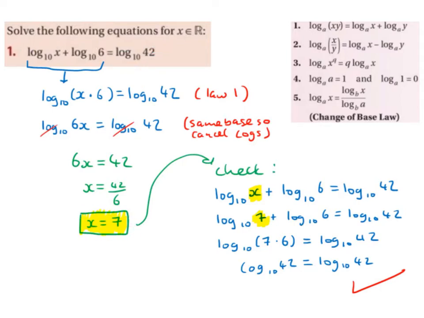Now we have to check if we're right by subbing x equals 7 back into the original equation. So our original equation was log base 10 x plus log base 10 6 is equal to log base 10 42. We're swapping the x for a 7. Log base 10 7 plus log base 10 6 is going to become log base 10 7 multiplied by 6 using law 1 of logs. 7 times 6 is 42. So we're going to have log base 10 42 equal to log base 10 42, which is correct, so our equations balance, so x is equal to 7.